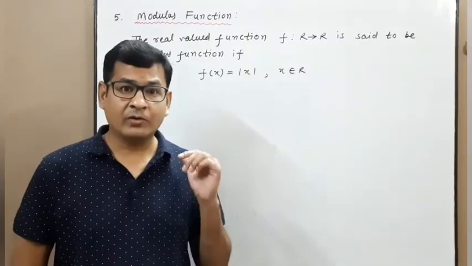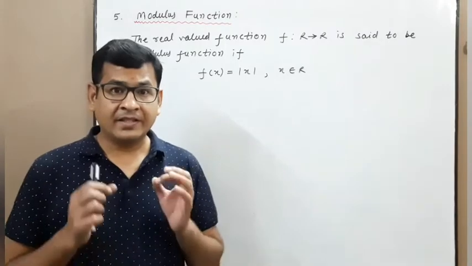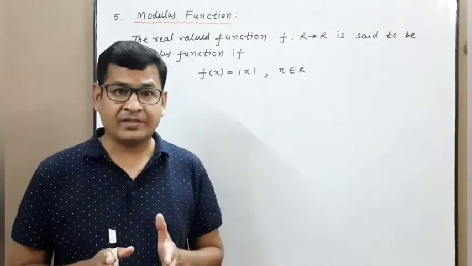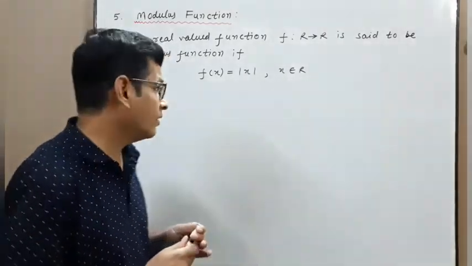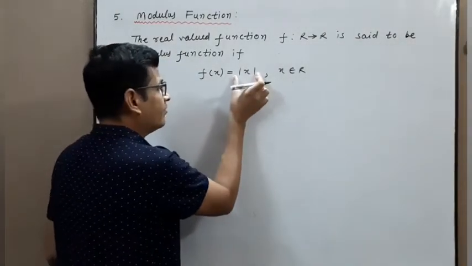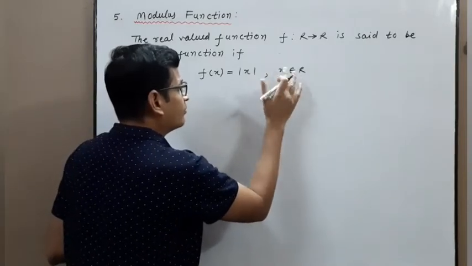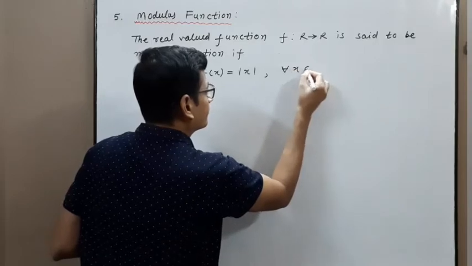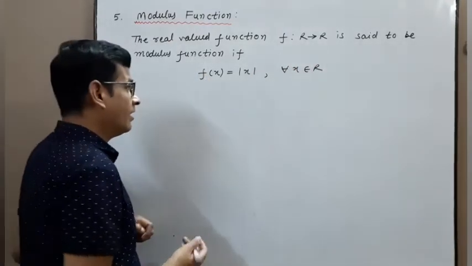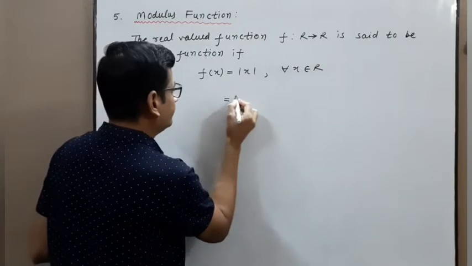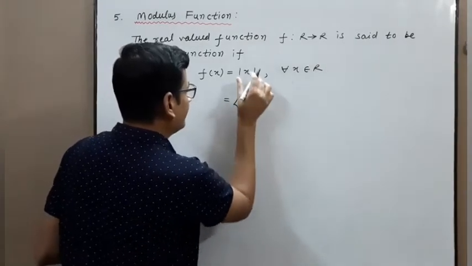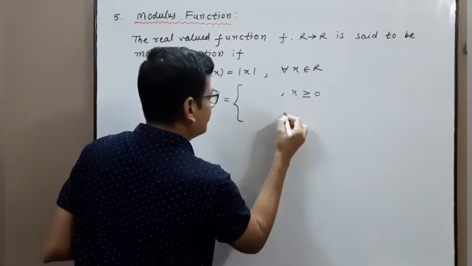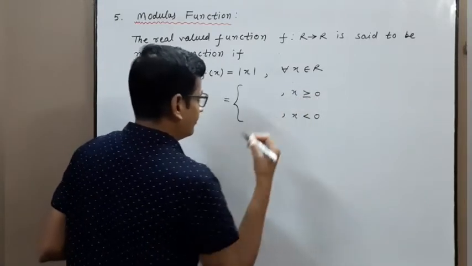Next function, the modulus function. The real valued function f from R to R is said to be the modulus function if f(x) equal to mod x. This is the sign of mod, for every x belonging to R. We can also write it in this way: mod x equal to, when x is greater than or equal to 0, or when x is less than 0.